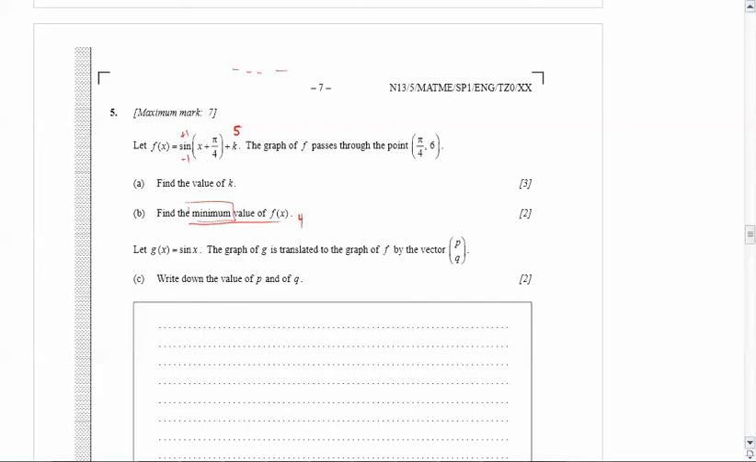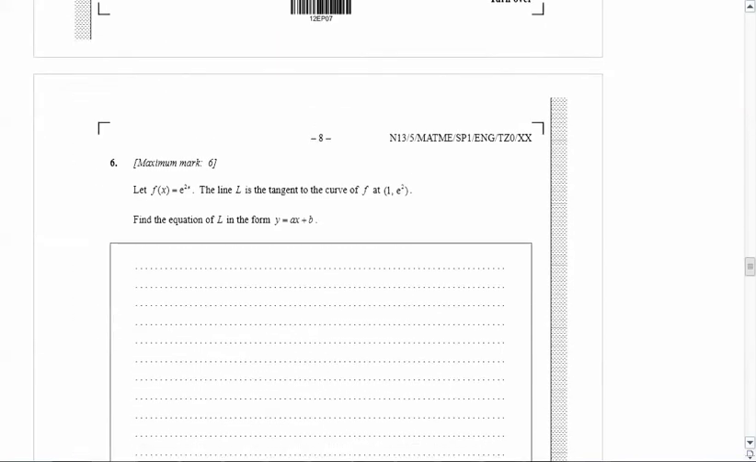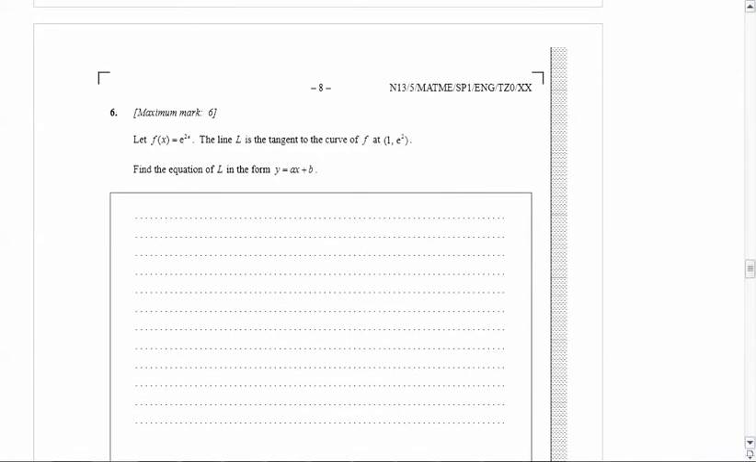Okay, value of p and q. Most people got the q correctly, which was that it needed to move up 4. A couple of people missed p because they didn't make it a negative pi over 4. Remember, everything done to x is the opposite. If it's plus pi over 4, that means it needs to move to the left pi over 4. So in your vector, it needs to be negative pi over 4. Okay? All right.